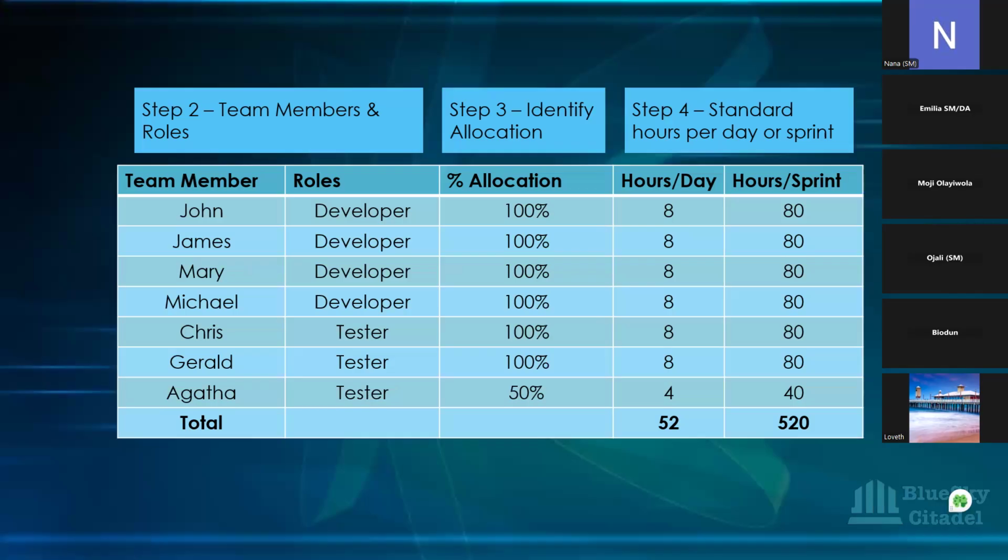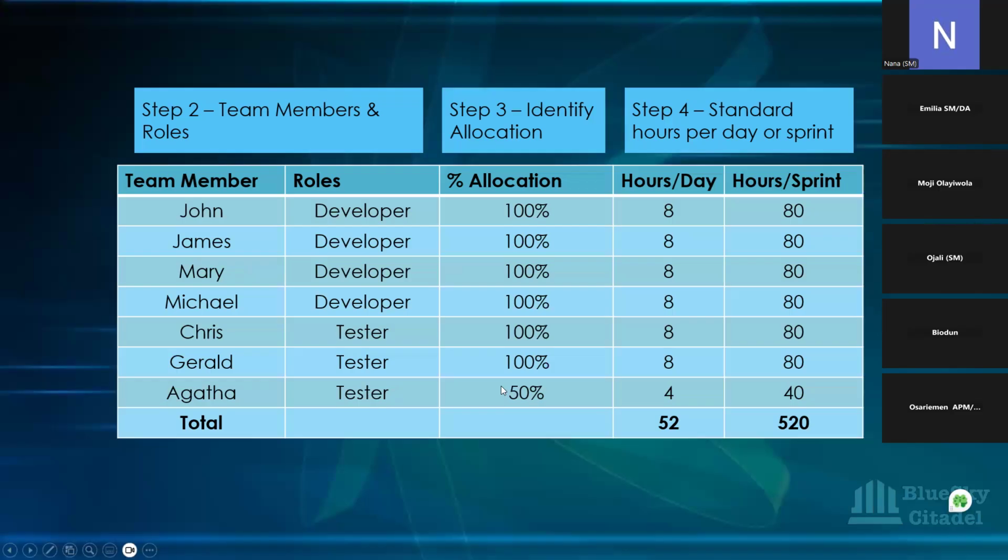So now if you look at the third column where the allocation is, you can see that from John to Gerard, we have full team capacity. That's why you're seeing them as 100%. So they are giving their own 100% capacity or availability to the sprint. However, Agatha, who is a tester, is a borrowed resource. That's why she's giving you just 50% of her time or of her availability for the project.